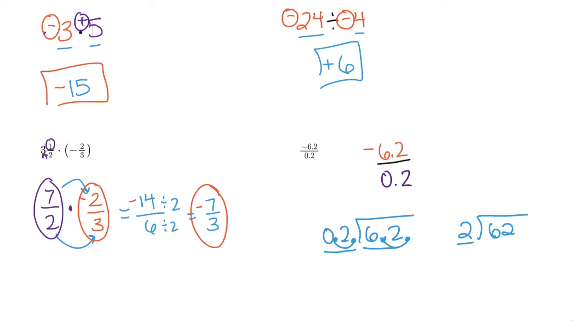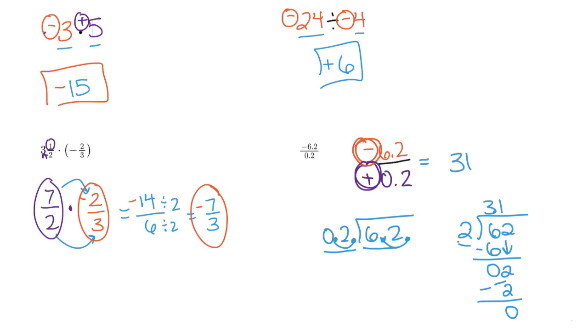So 2 goes into 6 3 times. 3 times 2 is 6. Subtract it, you get 0, and then bring down the 2, and then 2 goes into 2 1 time. 1 times 2 is 2. Subtract it, you don't have any remainders, so this works out nicely. So our answer here is 31. But we have a negative divided by a positive, so you hate to love, which is bad, so our answer is negative 31.